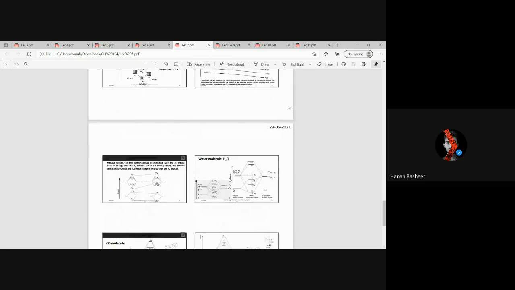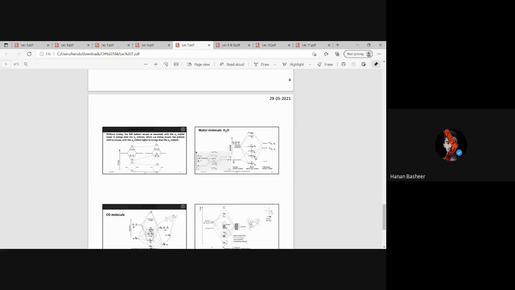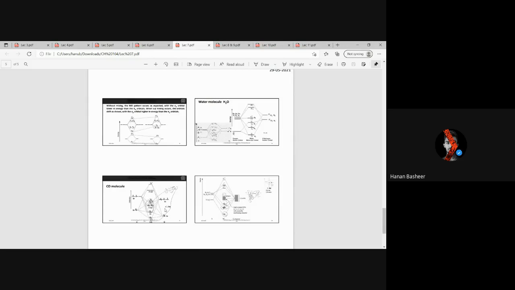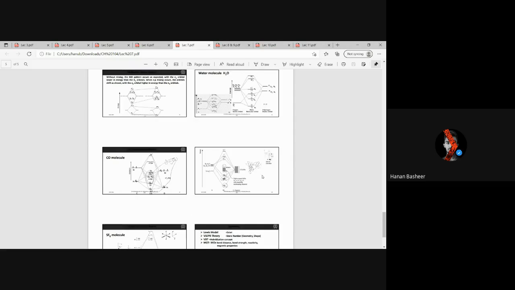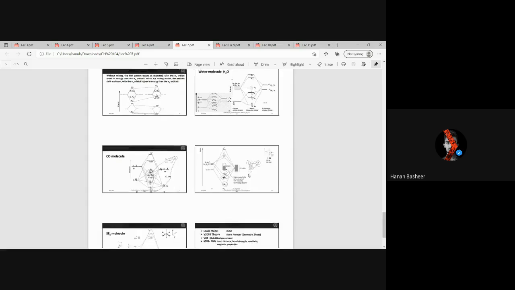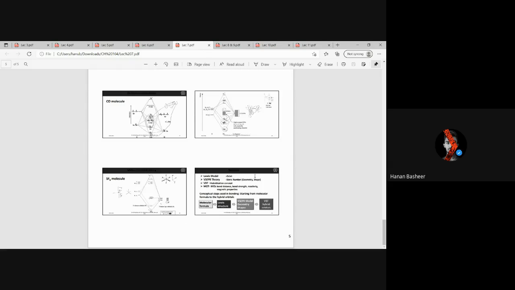And this is the structure of the water molecule, which is determined by MO theory, and this is CO. Here you can see this is BF3, this is SF6. So we can draw any structure using this theory. The Lewis model is used to determine the octet. VSEPR is used to determine the steric number. VBT gives the hybridization concept, and MOT will decide bond distance, bond strength, reactivity, and magnetic properties. So this is the way these were discovered.